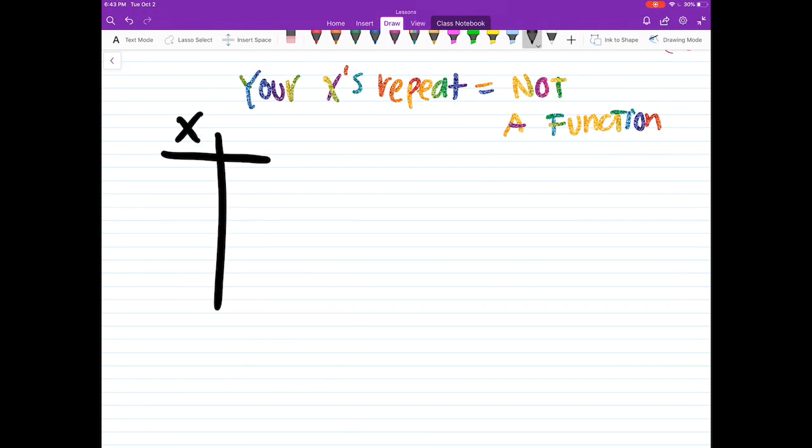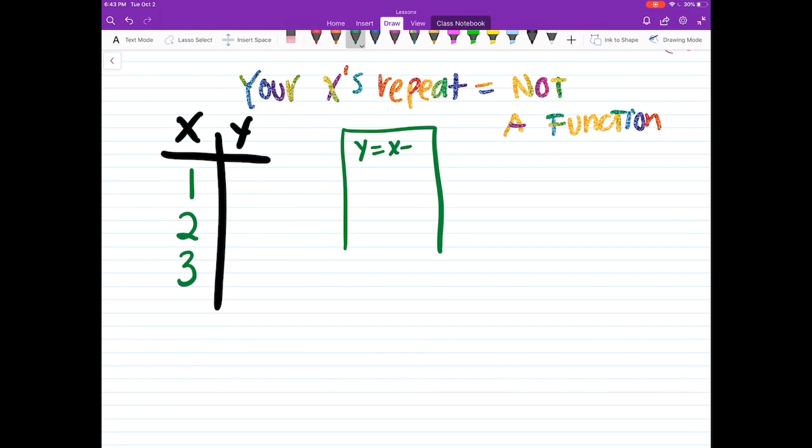Okay? If you have x's and y's, let's say I got 1, 2, 3. And here's my function. My machine will do this: y equals x plus 2. That's my machine, that's what it does. If I pick an x, what do I have to do to it? I got to add 2 to it.